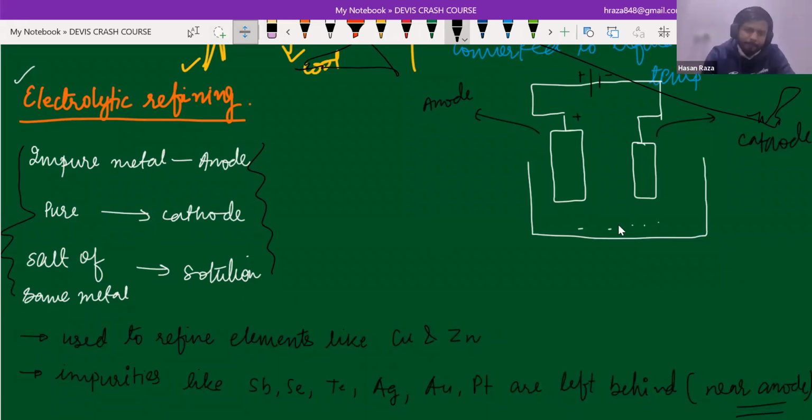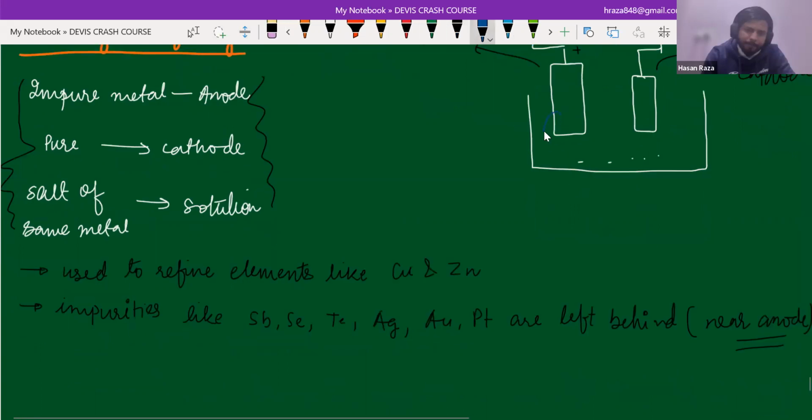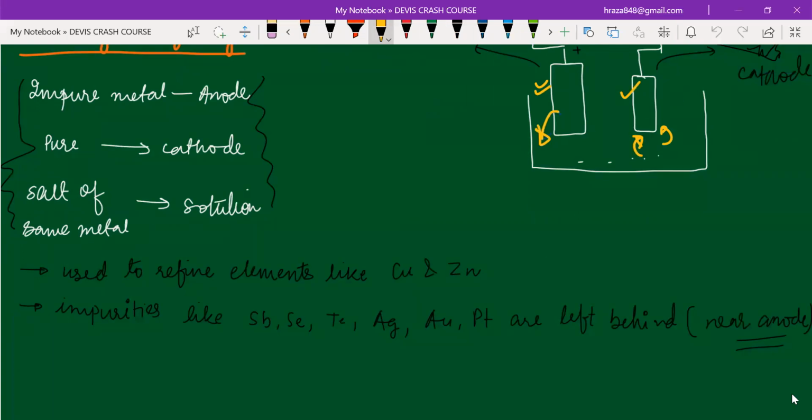So what will happen is there will be oxidation of this impure metal and it will come here, and then it will be like this. Are you getting my point? The anode becomes thinner after some time and the cathode becomes thicker. So this is how we get the pure metal form. It's very easy. Can I change the slide?